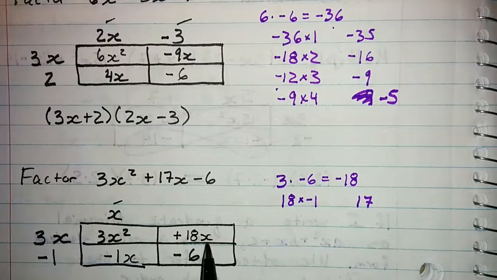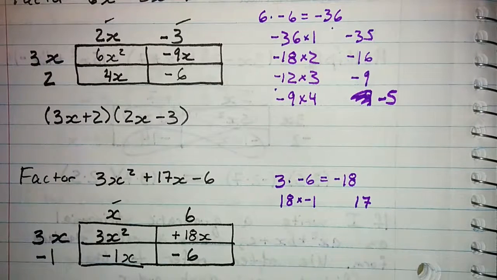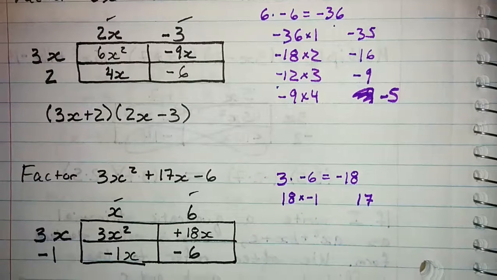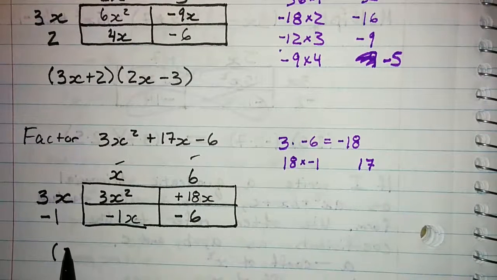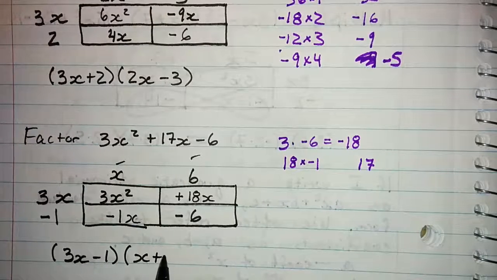3x times what is 18x? 3x times 6 is 18x. 6 times negative 1, is it negative 6? It is, so 6 checks out. What are our factors? 3x minus 1 times x plus 6.